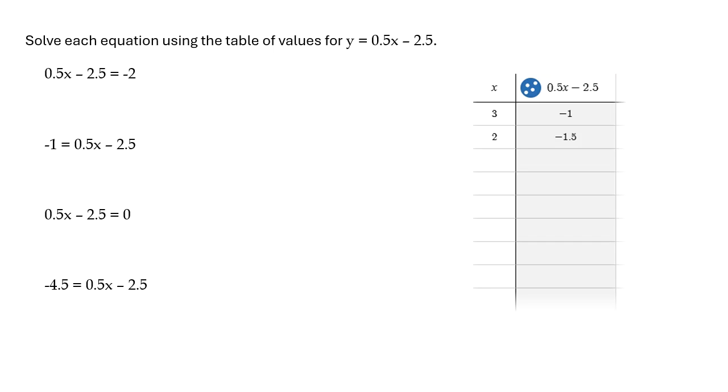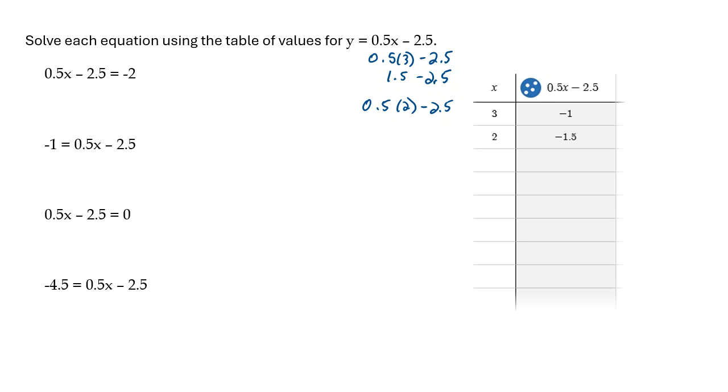Now these values in the table were simply generated by plugging in 3 for x. So 0.5 times 3 is 1.5. Take away 2.5 would give me -1. And if I put 2 in for x, I get 2 times 0.5, which is 1. Take away 2.5, which is -1.5.